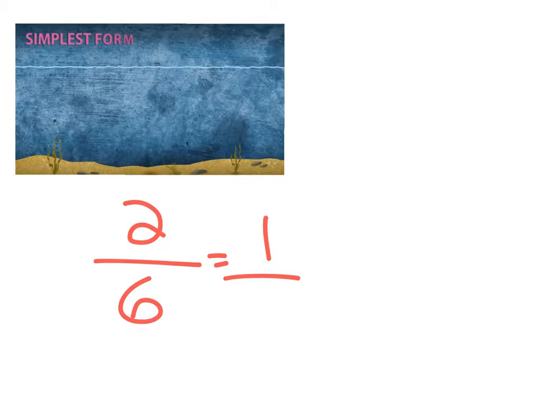Well, let's count. If we were counting by 2, 2, 4, 6. You see that? How many 2's do you see here? 1, 2, 3. So we have 3 of them. So when I reduce it, I'm saying that 2 over 6 is the same as 1 over 3.